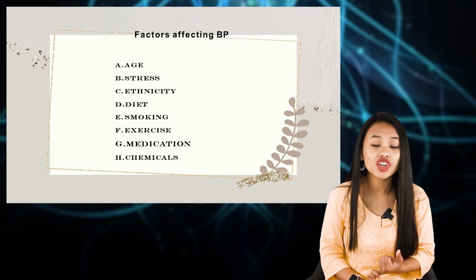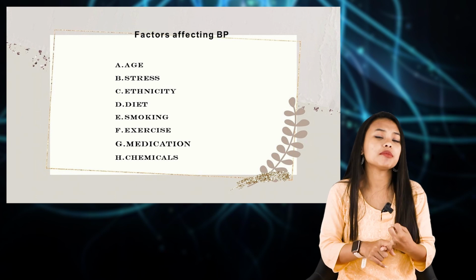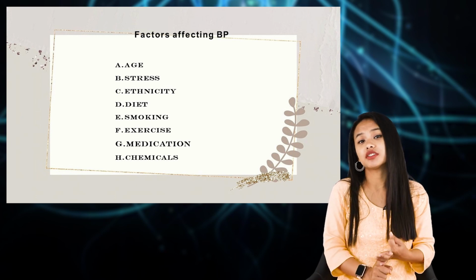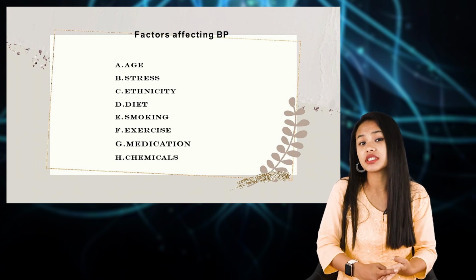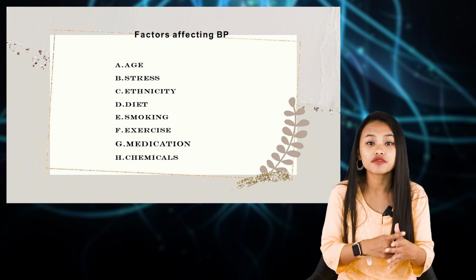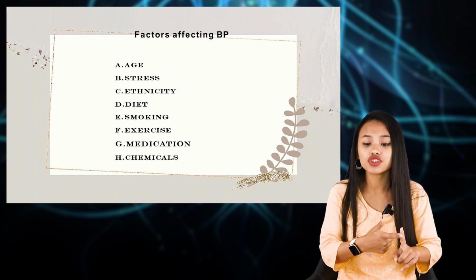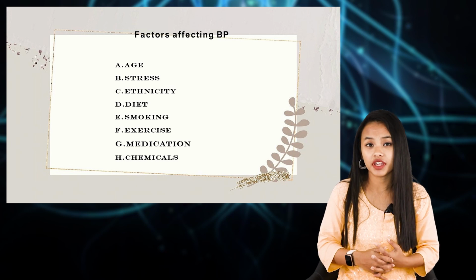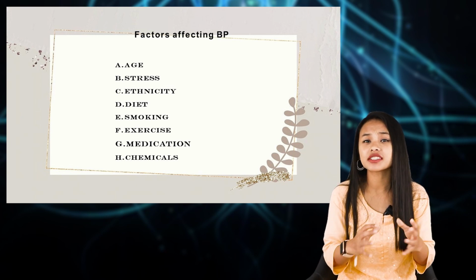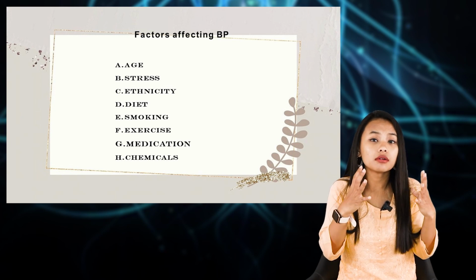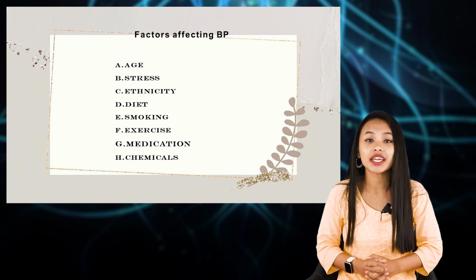It can be their age, it can be because of certain emotions such as stress, it can be because of ethnicity, it can be because of the diet of the food which they consume on a day-to-day basis, it can be because of the habits of smoking, it can also be because of the exercise, of the meditation, or even because of the chemicals. So in order to get a clear idea about how these factors can affect the blood pressure of an individual, let us discuss each one of them in detail.